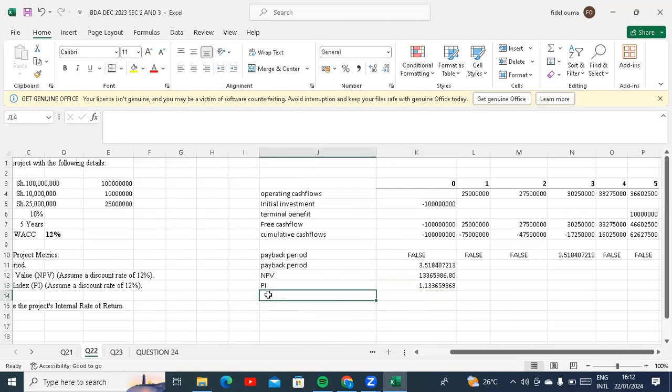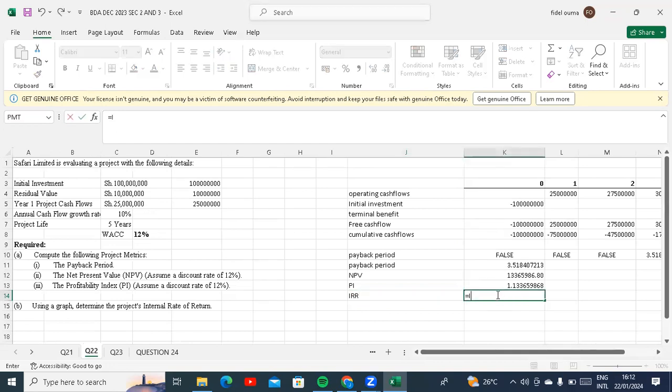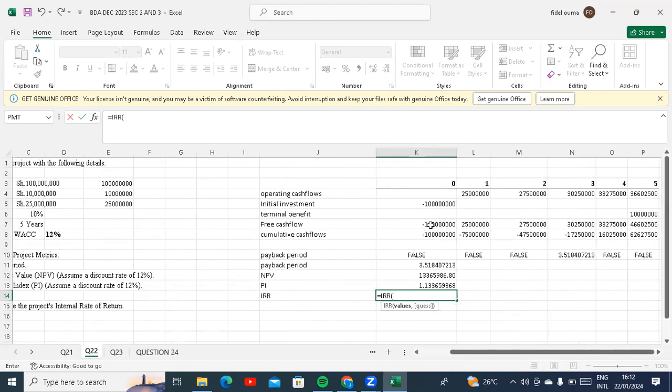Then we go to Roman 3, where the question is, using a graph, determine the project's internal rate of return. So this is how you do it. We first do the IRR with the normal formula. So we say equals IRR. You select all the values from year 0 through to year 5. Then you just enter. It will give you 17%.